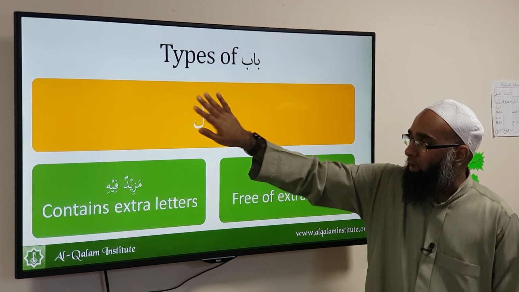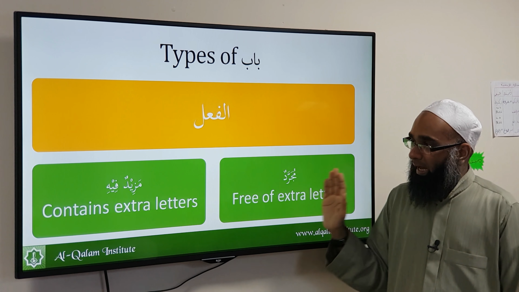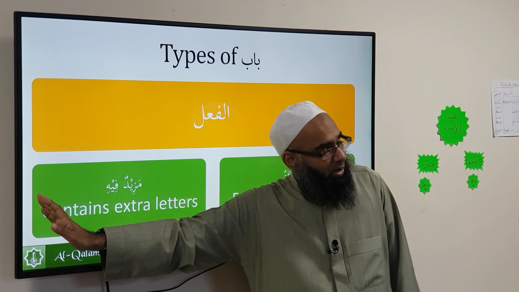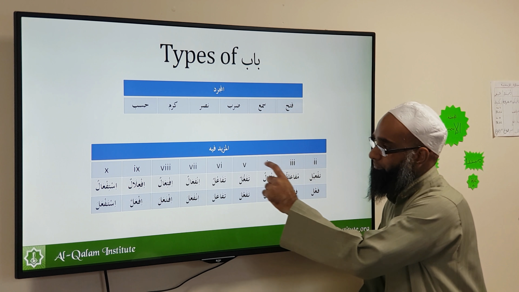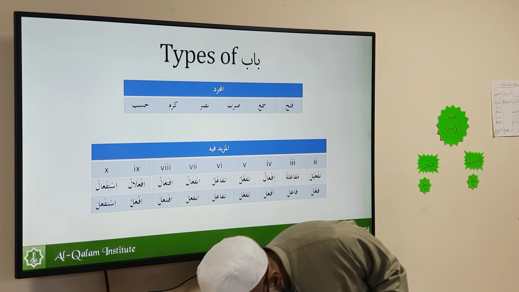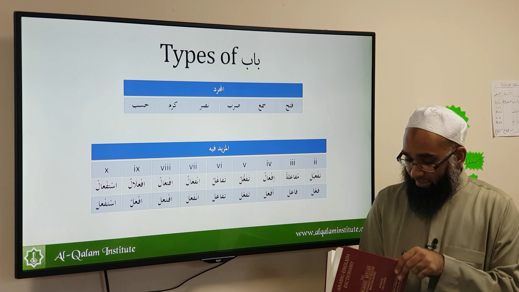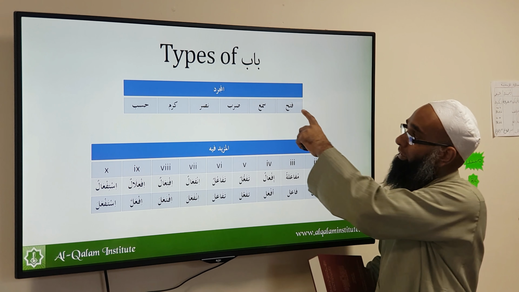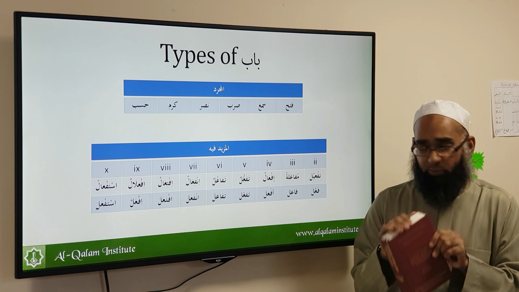So, all verbs are of 2 types. There's 6 babs of mujarrad and there are 9 babs of mazid fi. Okay. Now here we have numbers. See these numbers here? The most commonly used English dictionary that I know of is this one, the Hans Wehr. So you can refer back to a dictionary. We've got a video on how to use the Hans Wehr. You can look at that as well as explained there.